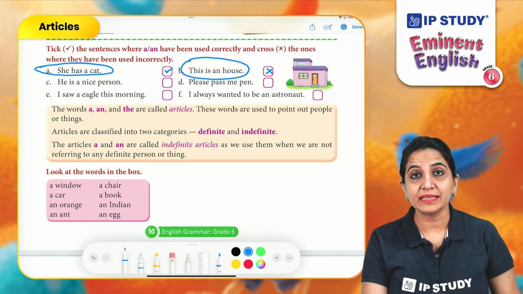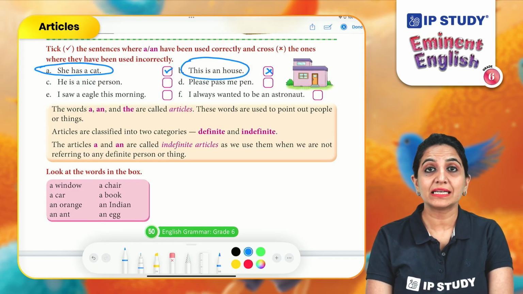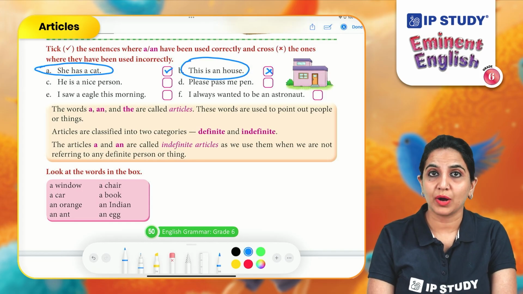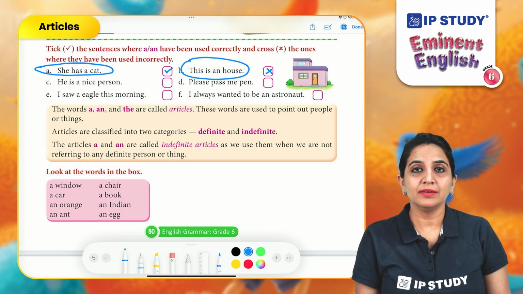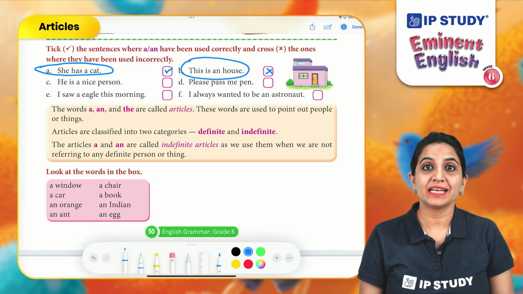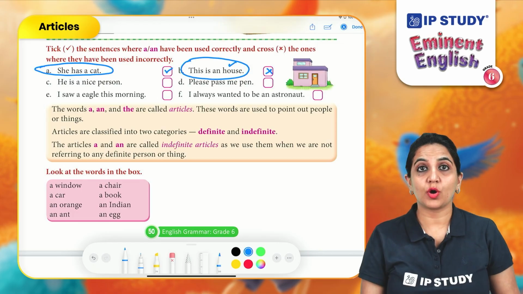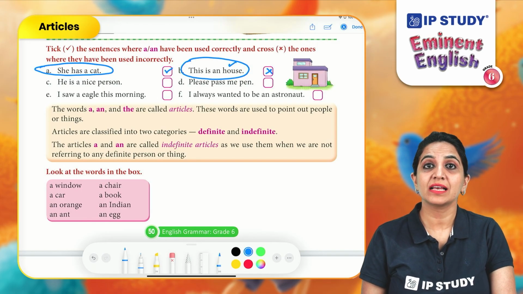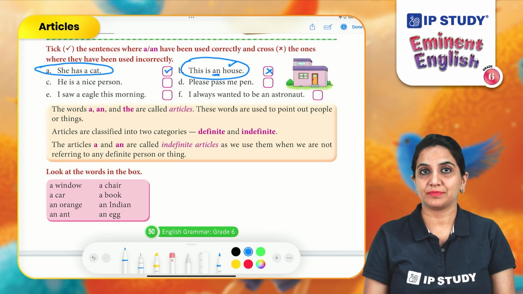Can you identify the reason that this example is incorrect? Very good. Because article an is used with vowels or the sound of vowels. For example, "her". It starts with H, but it does not sound like the letter H. Whereas in the noun house, the letter H is sounded. Therefore, we cannot use article an with it.